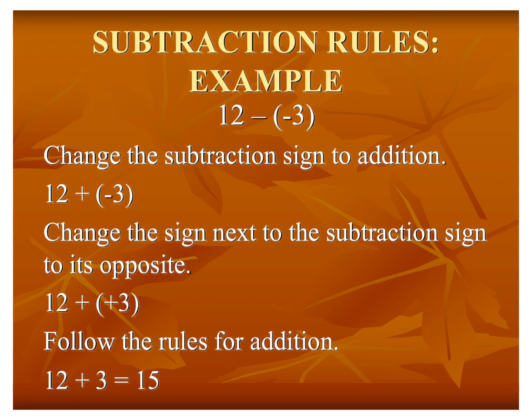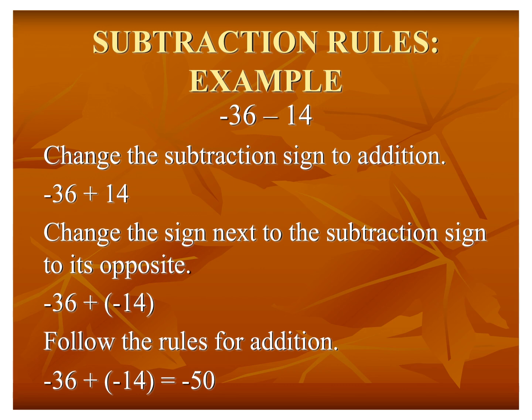Alright, so here's one example. We have 12 minus -3. So the first step is going to be to change the subtraction sign to addition. We started off with a subtraction sign right here, and then we changed it to an addition sign. And then the next step is going to be to change the sign next to the subtraction sign to its opposite. So next to this sign, we see a -3 right here, and then we change that to be a +3, just change it to its opposite. And then we follow the exact same rules for addition. So if I have 12 plus +3, that's just the same as 12 plus 3, so we get 15.